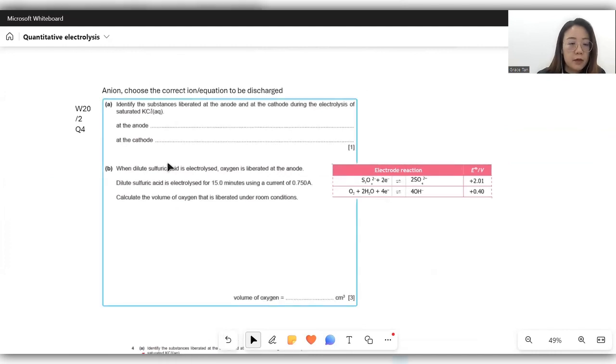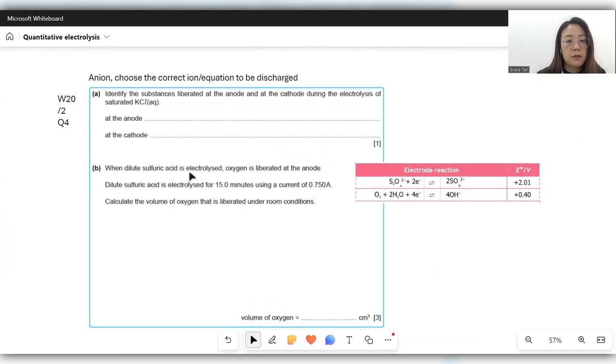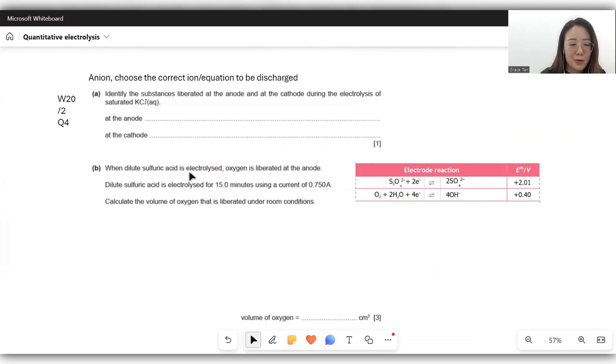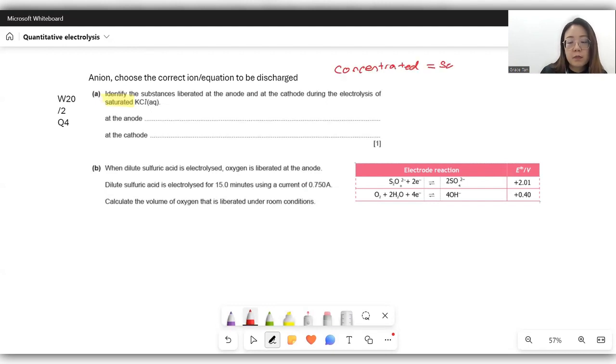So this time we have to choose the correct equation to be discharged. Okay, let's look at part A. Identify the substance liberated at the anode and the cathode during the electrolysis of the saturated KCl. Yes, I picked this question because there's a saturated. Let's highlight the word. Saturated also means concentrated. Okay, KCl, that means you got K+ and Cl-.